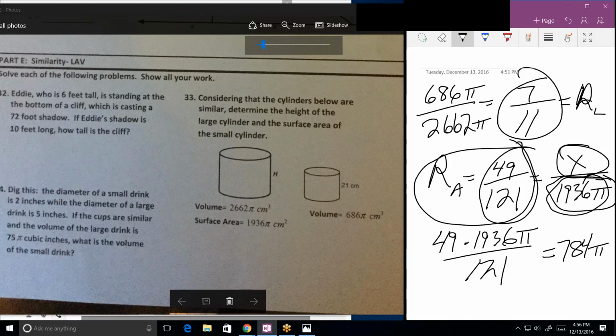It should be about 1/3. Should be about 1/3 of 1900. 784 is not correct. No, it is. It is correct. Really? Yeah, you're right. It is correct. 784 pi. We did our math correct.